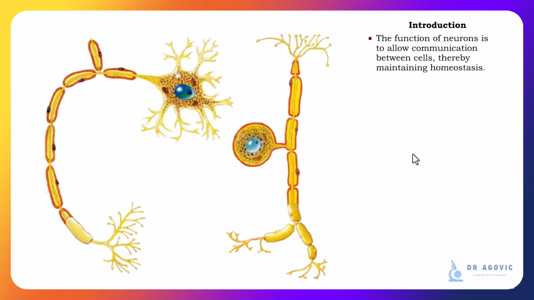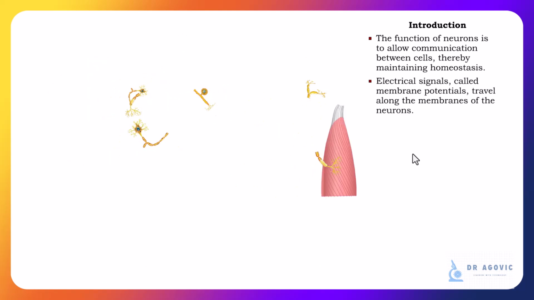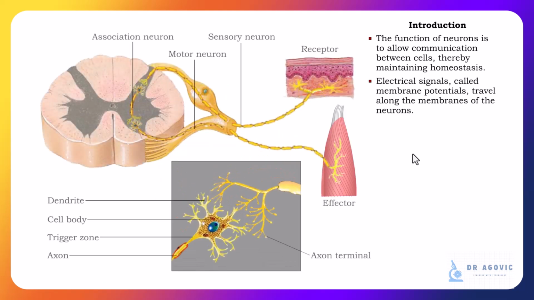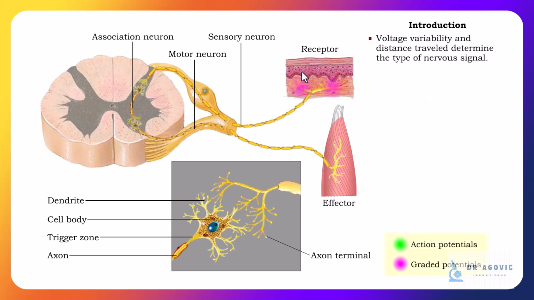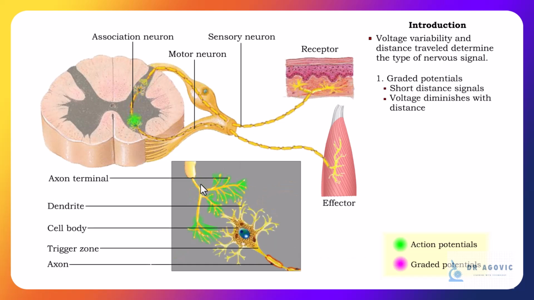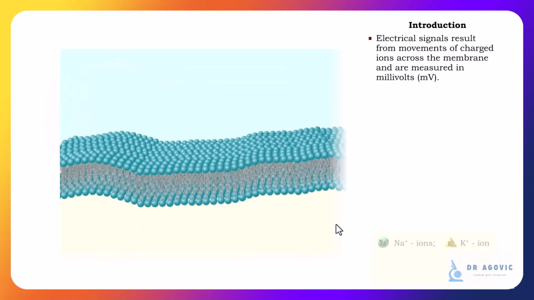The function of neurons is to allow communication between cells, thereby maintaining homeostasis. Electrical signals, called membrane potentials, travel along the membranes of the neurons. Voltage variability and distance traveled determine the type of a nervous signal. Voltage variable short-distance signals are called graded potentials, while voltage constant long-distance signals are called action potentials.